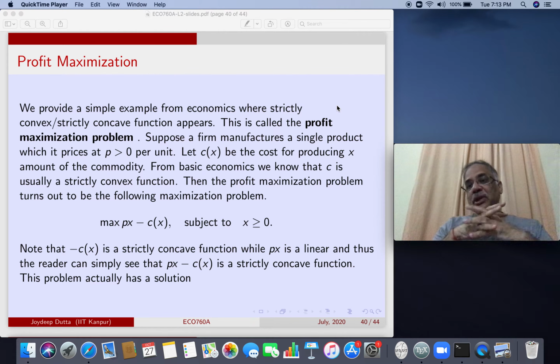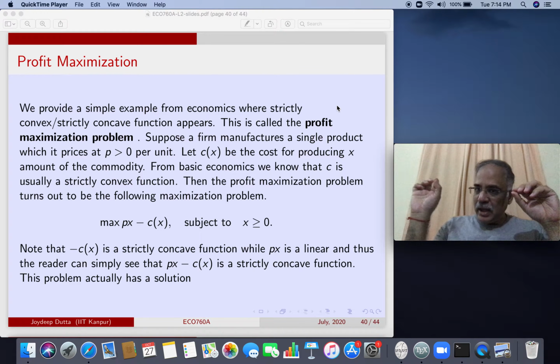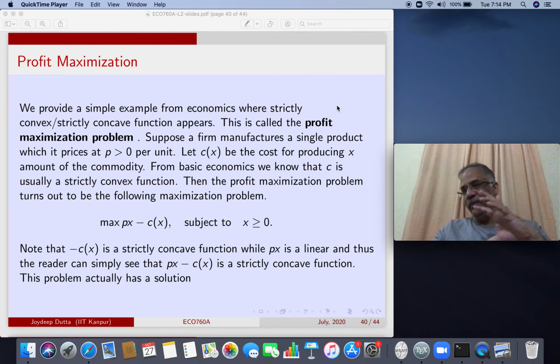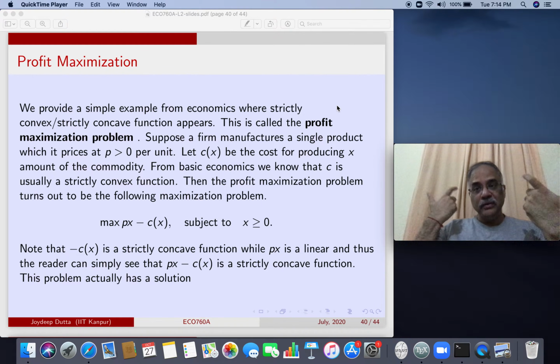Now, when the price P greater than 0 is fixed, once you make an amount X in the factory, then you sell it out in the market, then you get an amount of PX by selling it, and that's called the revenue of the company. But companies sometimes are not always bothered about revenue maximization.